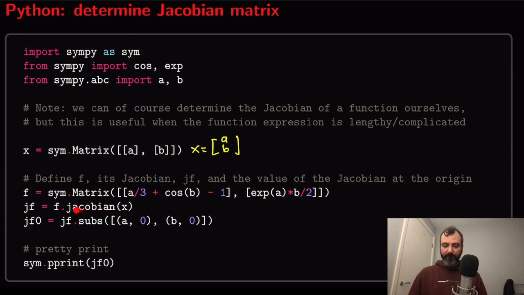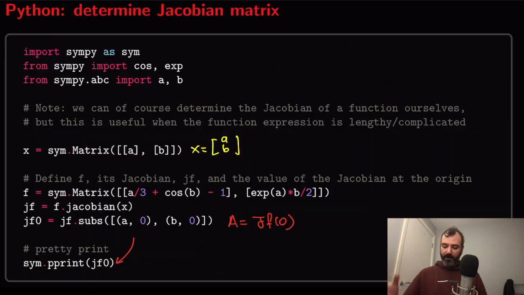The Jacobian of f is computed by Python. I don't have to do it myself. If you're lazy, you can do it in Python. Then jf0, this quantity, is my matrix A. This is the Jacobian of f at 0. You can print it to see how it looks.